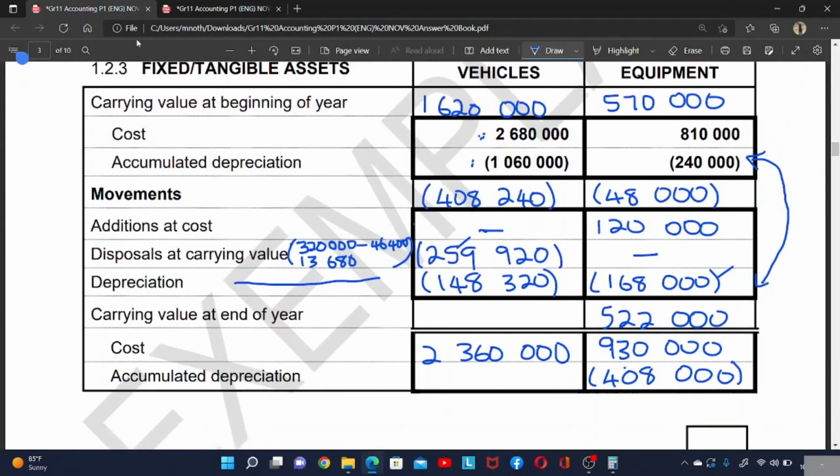Now, to get the accumulated depreciation at the end of the year, we're going to take the accumulated depreciation at the beginning plus depreciation minus accumulated depreciation of the asset sold minus the current year depreciation of the asset sold.